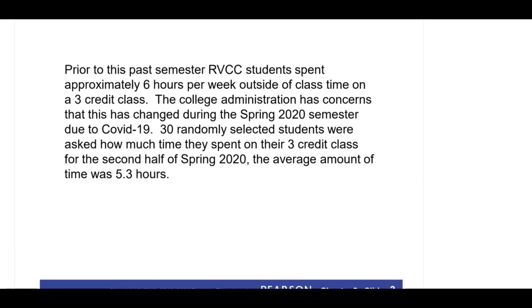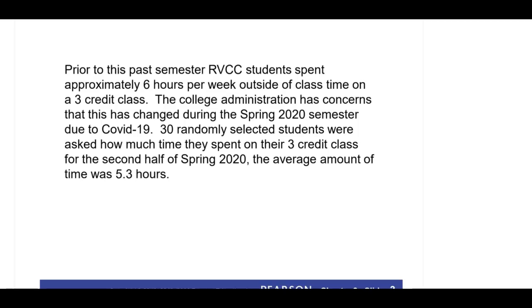Let's look at a little scenario first before we begin. Prior to this past semester, RVCC students spent approximately 6 hours per week outside of class time on a 3-credit class. So this data was obtained probably through some sort of student success survey, various information. It's some fact that is just known to be true, that students spend approximately 6 hours per week, 2 hours for every 1 hour in a classroom.